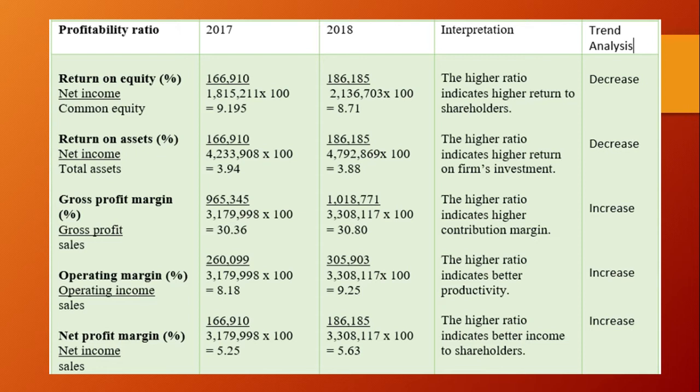The calculation of return on equity and return on assets is decreased from 2017 to 2018. It means it has a lower ratio and indicates lower return to shareholders. But gross profit margin, operating margin, and net profit margin are increased from 2017 to 2018. It shows the firm is more efficient in generating profit.